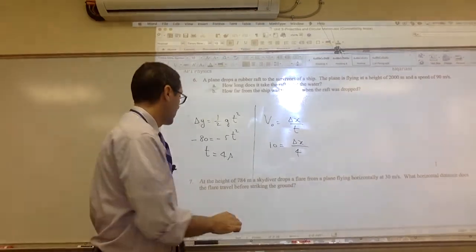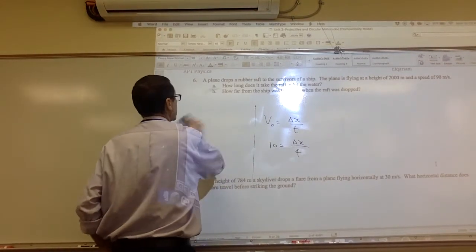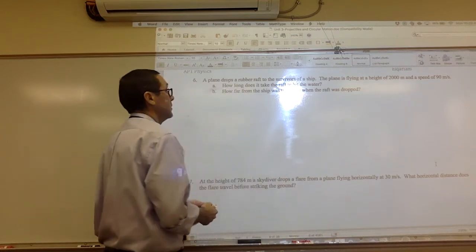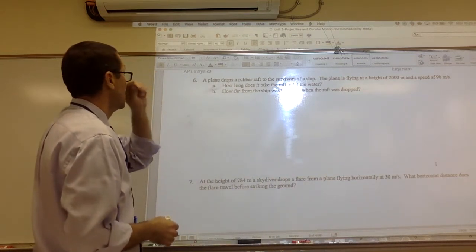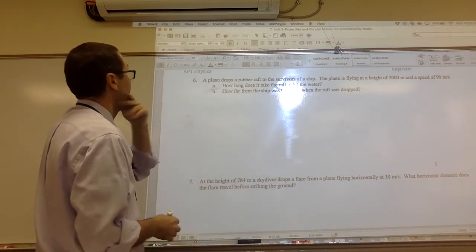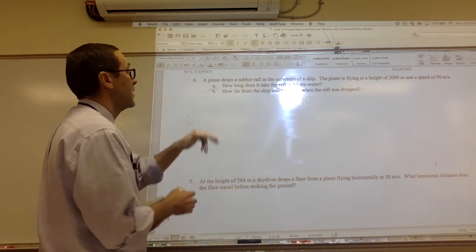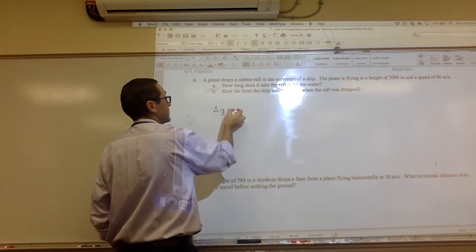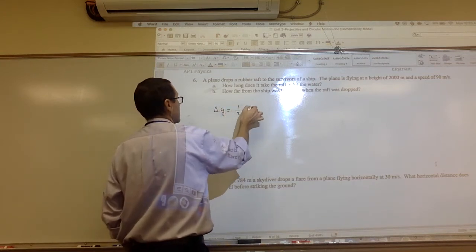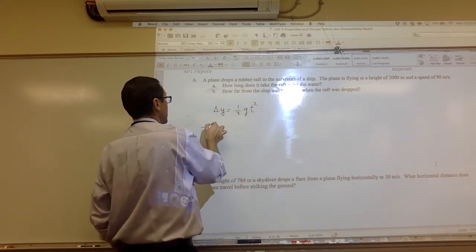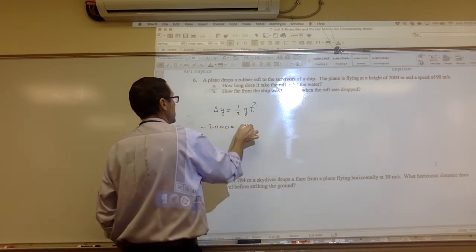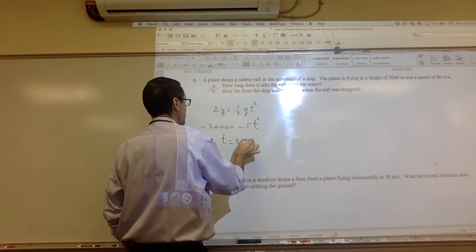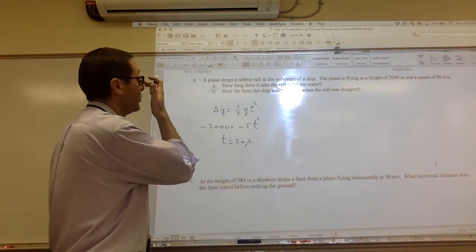All right, let's look at number 6. So now they're giving us the height, they're giving us the initial velocity. It says how long does it take. So we don't know how far out it lands, so we're going to have to work with the y direction. Now delta y is negative 2,000. This is negative 5t squared. So t should be about 20 seconds. Yeah, square root of 400.